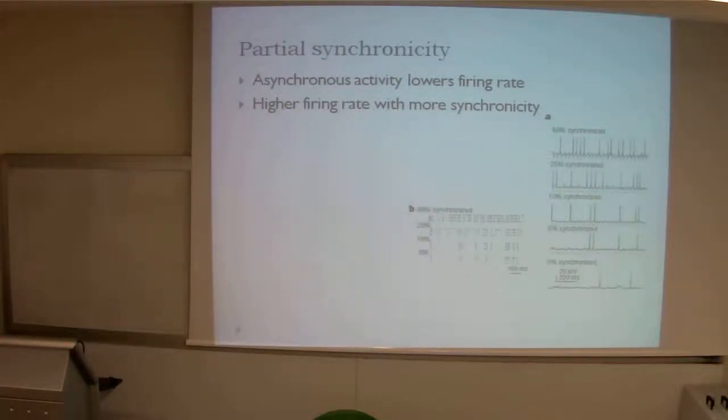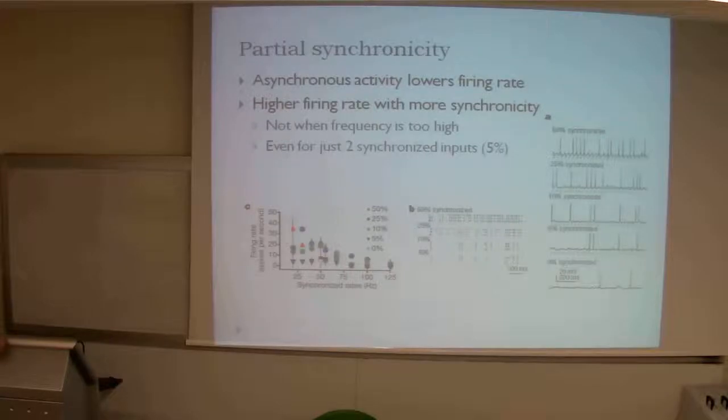So here you can see a raster plot. You can see the spikes lining up more with synchrony, and you can see more spikes when you have higher synchrony. And this is the result for all 5 firing rates they tested. So you can see that for lower synchronized rates, you get higher firing rates in the DCN cells.